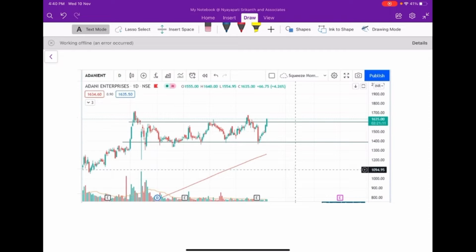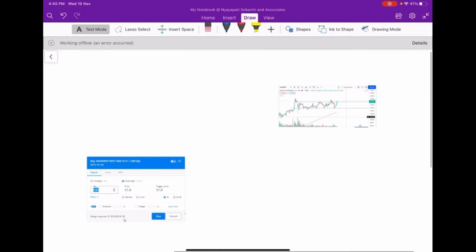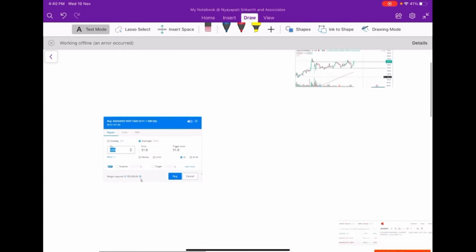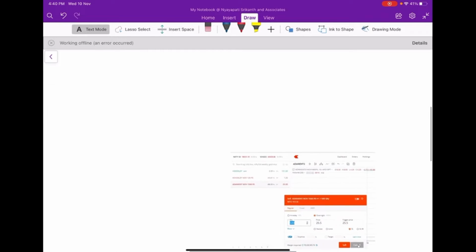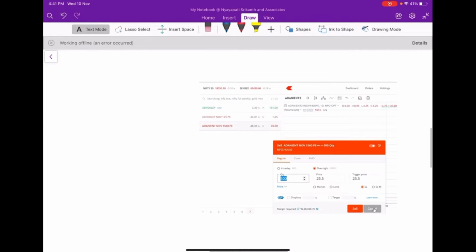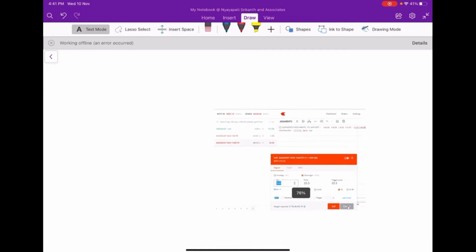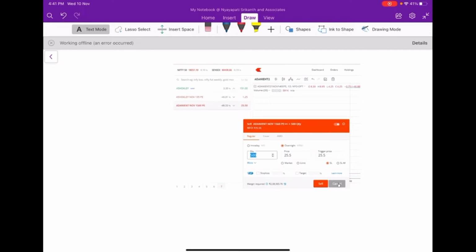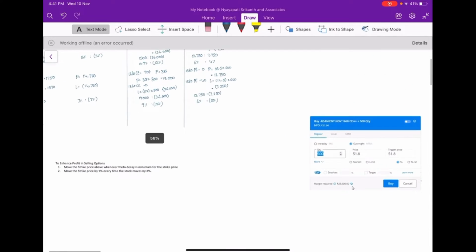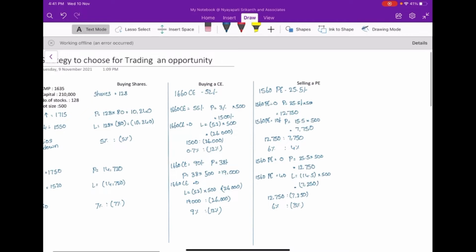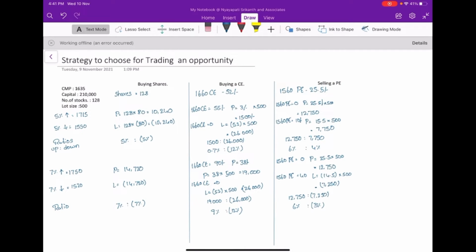So let's consider this stock and see how we can trade. As I said, buying a call option and selling a put option are the other two ways than buying shares. If you see, the margin required to sell an opportunity is 2,10,000. So I consider the capital as 2,10,000. For 2,10,000, if you buy shares, you will get somewhere around 128 shares.